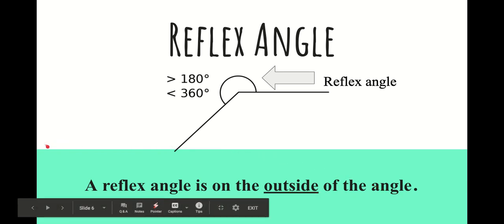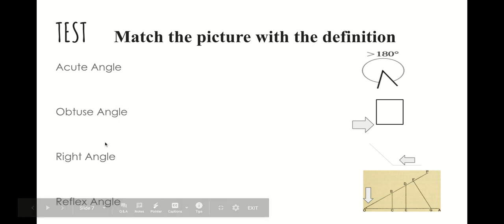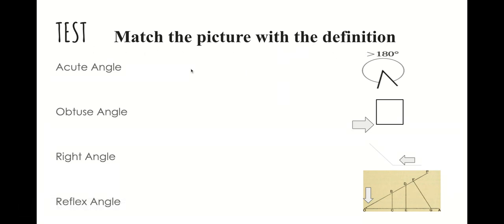Next up, we have a little quiz. Let's see how you do. Okay, so if you take a look right here, we have acute angle, obtuse angle, right angle, and reflex angle. It's a little hard to see the reflex angle. It's underneath right here. And our test says match the picture with the definition.